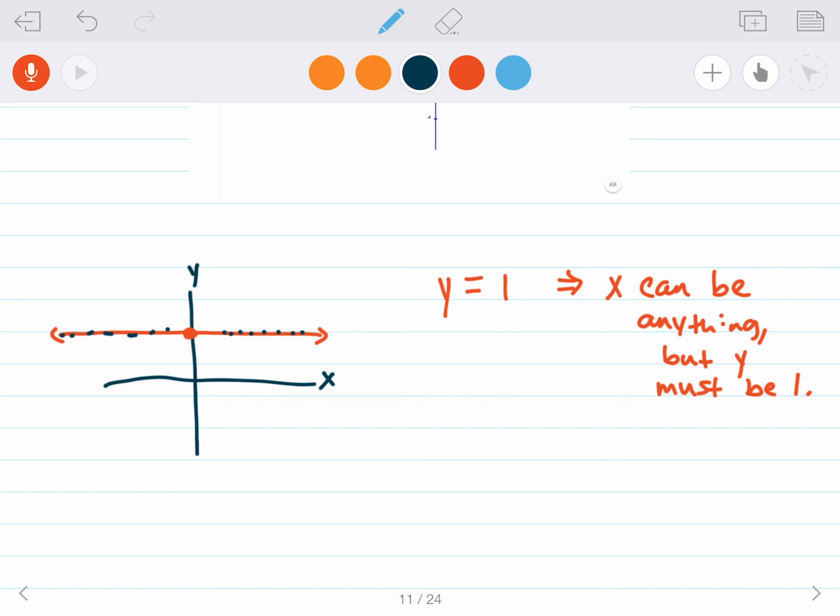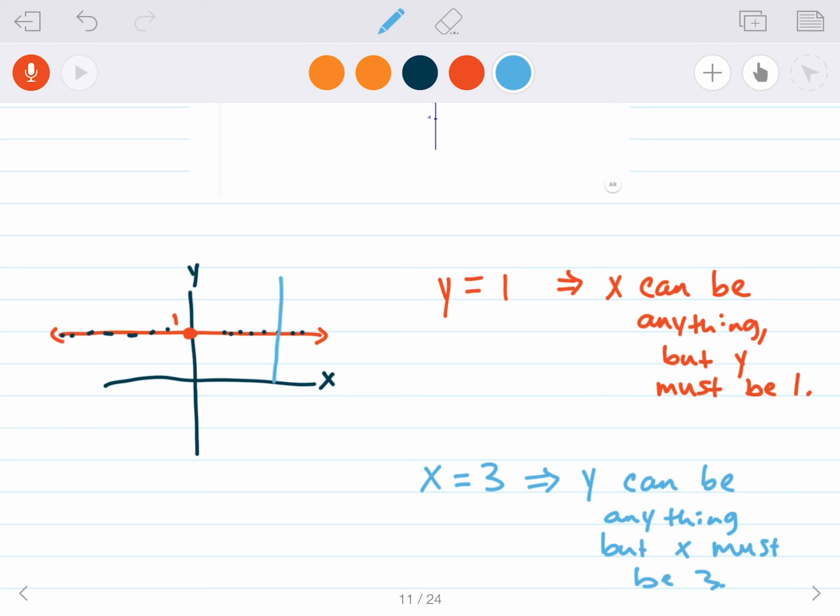That's what that means. In a similar way, if we had x equals 3, what this means is y can be anything, but x must be 3. That's what that means, guys. So how I draw that is, so this was y equals 1. I draw this as a vertical line. This is x equals 3.